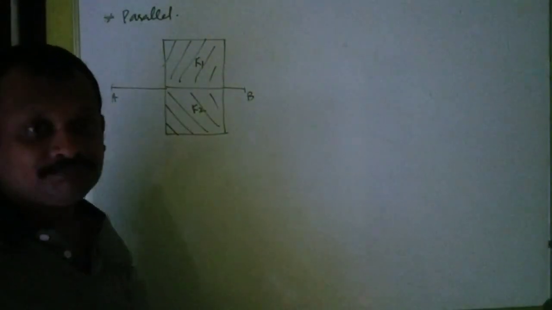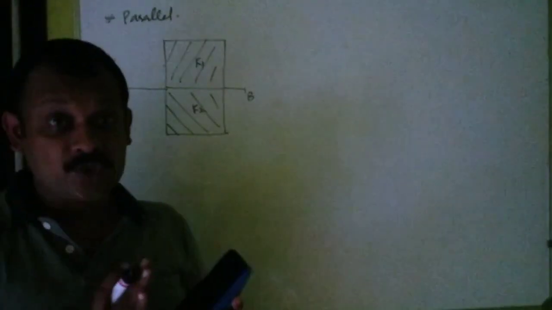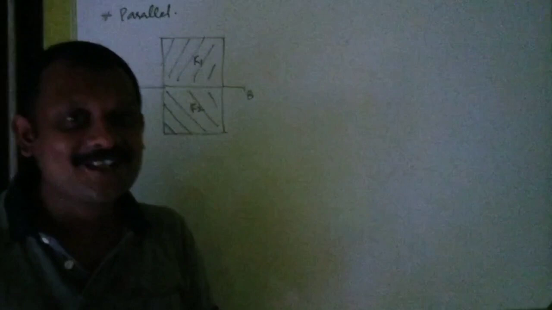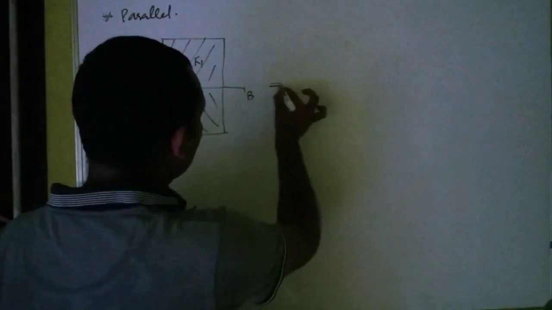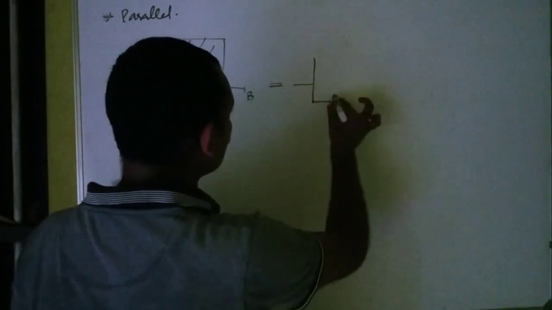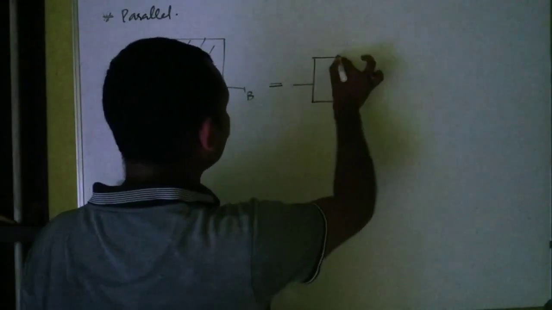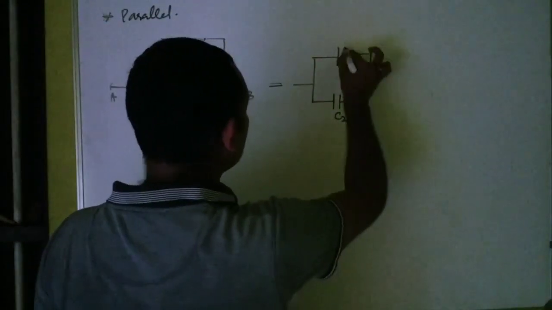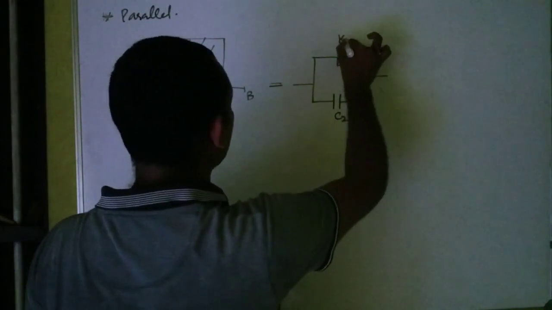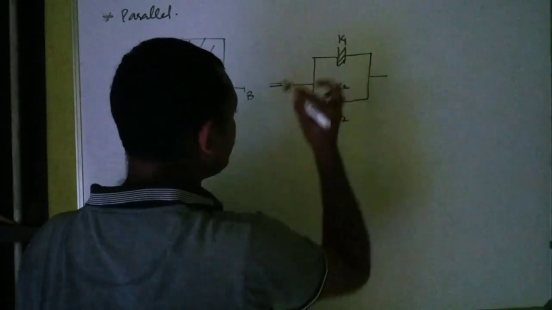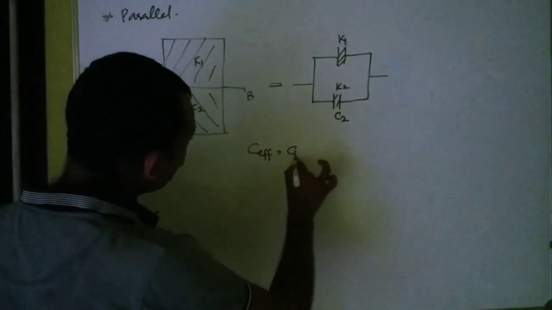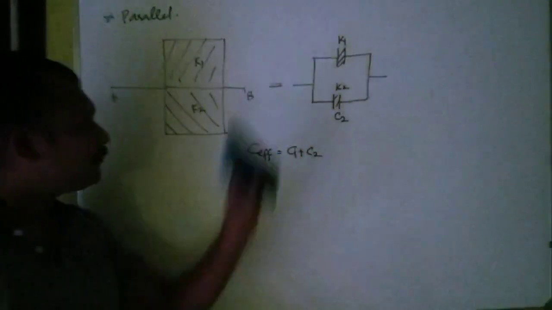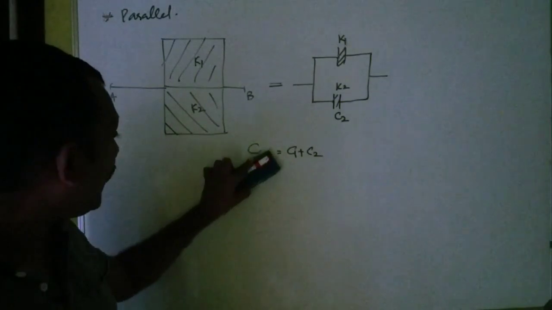Now in this case, what is shared? You take the points as A and B. Both dielectrics have the same thickness, but the area of the plates is shared by 2 dielectrics. This means I can redraw this as something like this. This is C1, this is C2. This is filled with a dielectric of constant K1, and this is filled with a dielectric of constant K2. In this case, I can say C effective is equal to C1 plus C2, the effective capacitance when capacitors are connected in parallel.